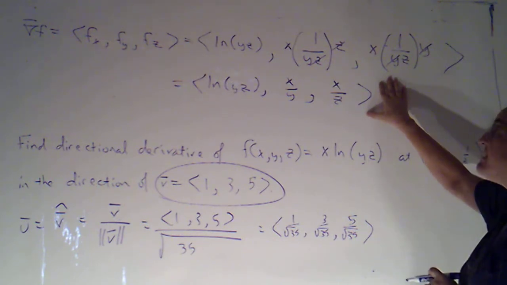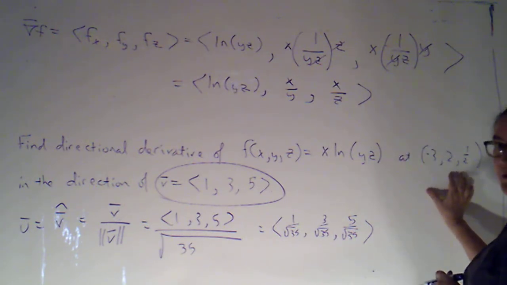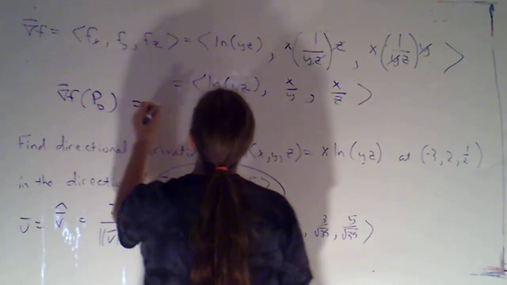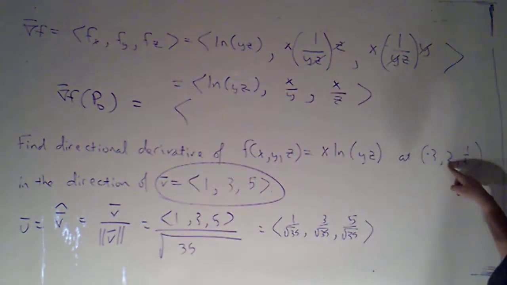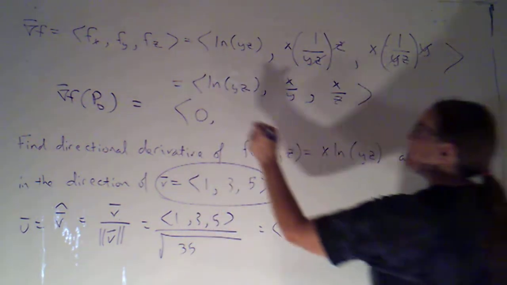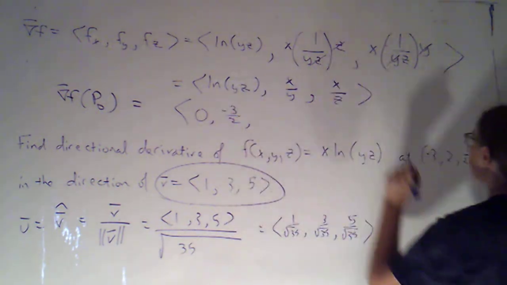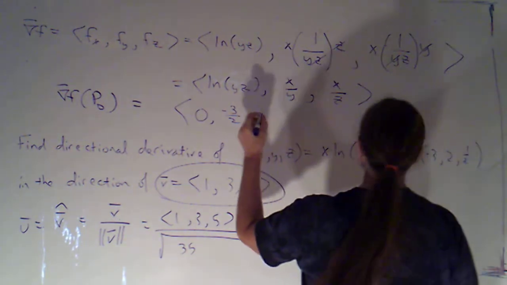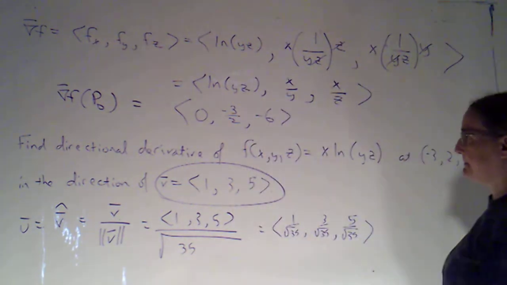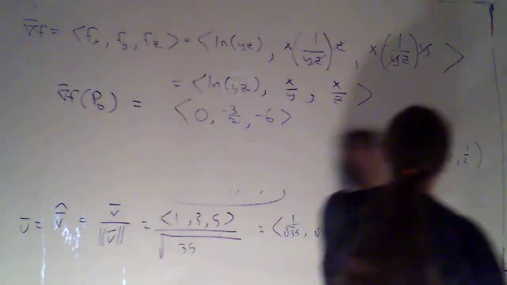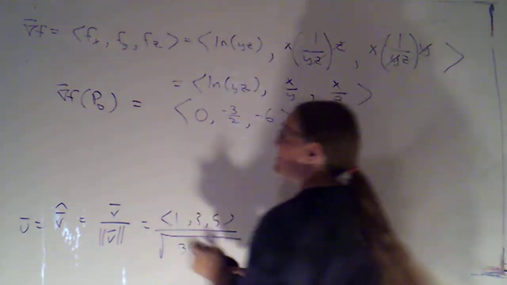Now that's a formula for my gradient. I need to remember to evaluate it at this point. So the gradient of f at p naught is the natural log of 2 times a half, which is the natural log of 1. That's going to be 0. X over y, that's negative 3 over 2. X over z, that's negative 3 divided by a half, which is negative 3 times 2, going to be negative 6. Excellent. So now all I need to do is dot these two vectors.